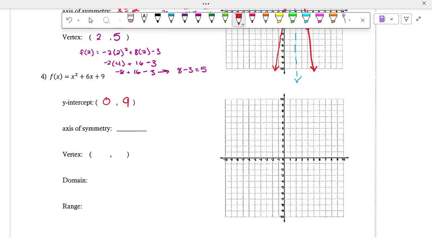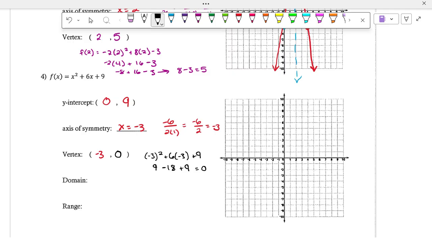Good. My axis of symmetry would be negative 6 over 2 times 1. This would be negative 6 over 2, so negative 3. So x equals negative 3. So that's the first of my vertex. And then the rest of it would be negative 3 squared plus 6 times negative 3 plus 9. So this will be 9 minus 18 plus 9. 9 minus 18 is negative 9, plus 9 is 0. This will be 0.